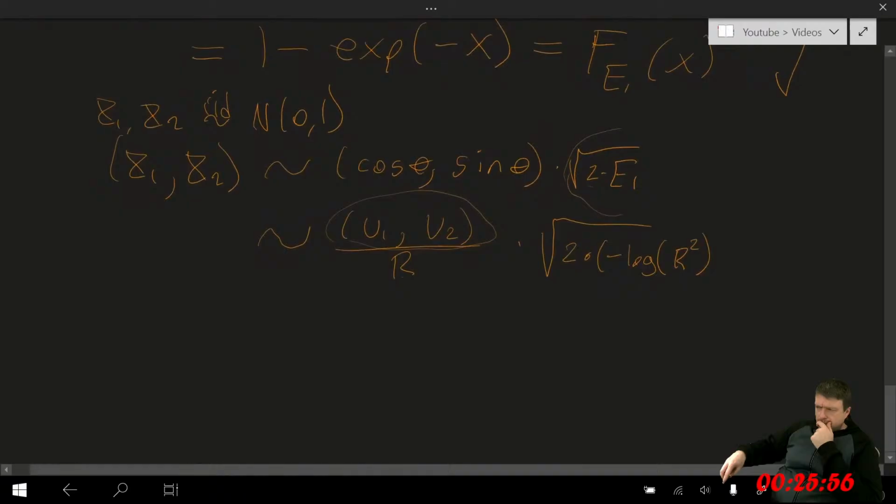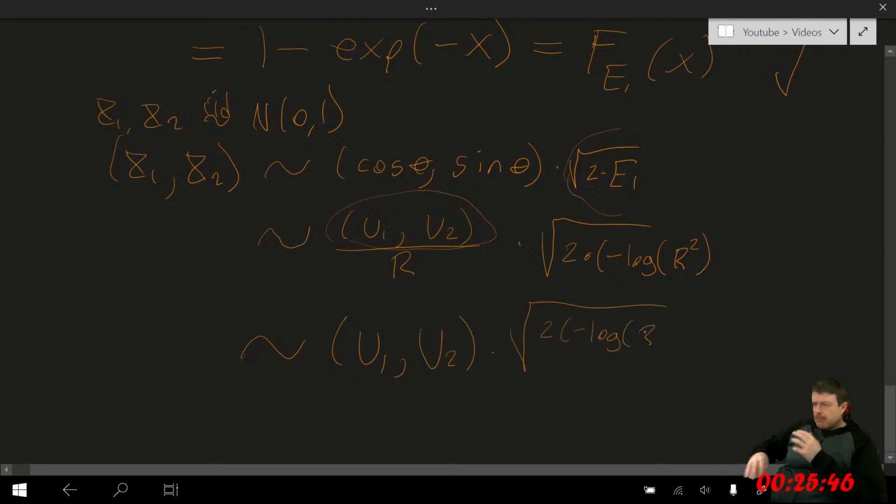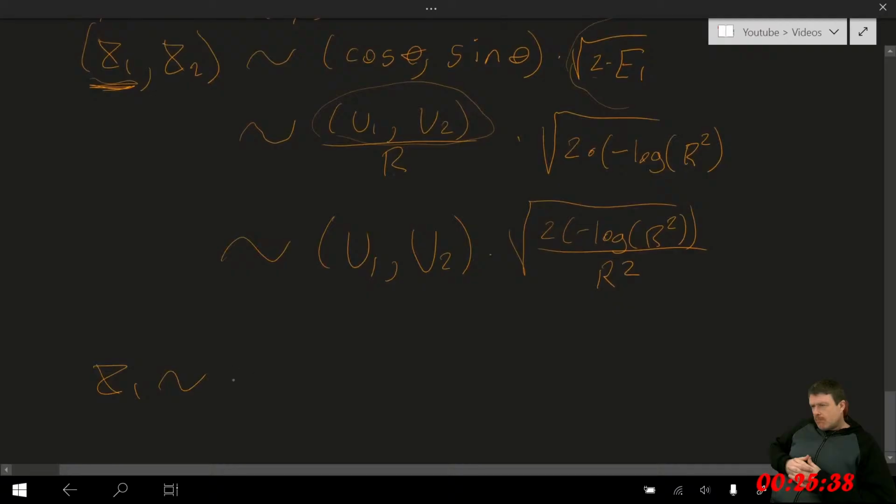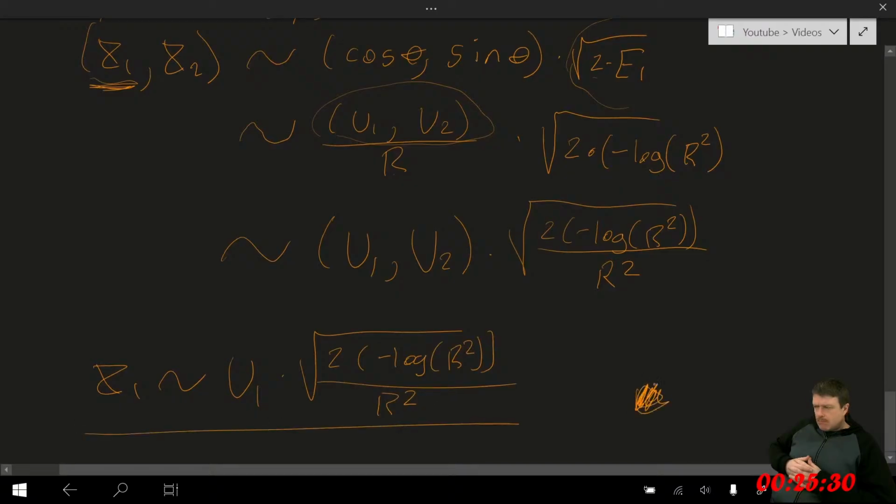And now you can probably see where our algorithm comes from, because we can just put this r inside the square root over here. So this is U1, U2 multiplied by some factor, the square root of 2 times minus the logarithm of r squared divided by r squared. Since we only want to simulate one of these, we only take the first coordinate. So X1 has the same distribution as the first coordinate, U1 times the square root of minus 2 times the logarithm of r squared divided by r squared. And this was what we wanted to prove.